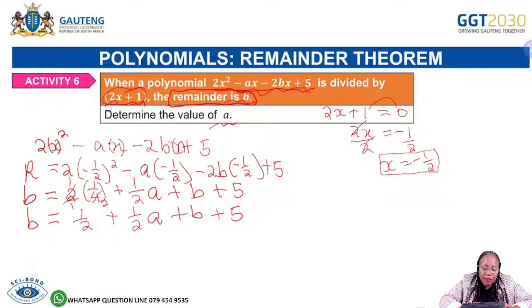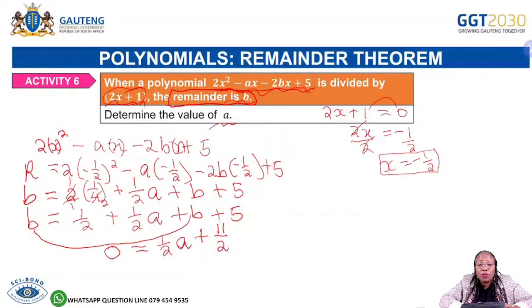And then when you take this b to this side, it will be b minus b, which is 0, equal to, on the right hand side we have half a, and then 5 plus a half, it will be 11 over 2. Please always add with your calculator, grade 12, and verify the answers are correct. 5 and a half is 11 over 2. And then now we are transposing 11 over 2 to this side. It will be negative 11 over 2 equals half a.